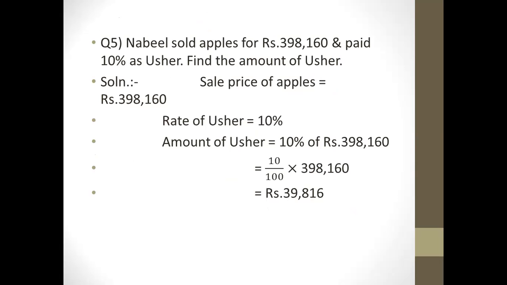Number 5 is Nabil sold apples for rupees 3,98,160 and paid 10% as ushar. Find the amount of ushar. Again the same: the sale price of the apples is given, and the rate of ushar is 10%. So the amount of ushar is 10% of the total earning. So 10 divided by 100, multiplied by the total earning. When you calculate, you will get this answer. So this was the last question of this exercise.